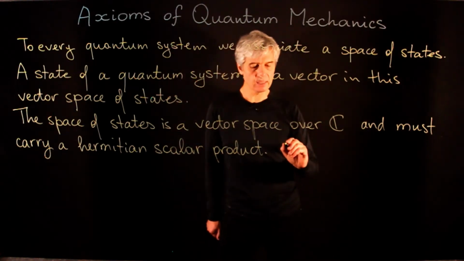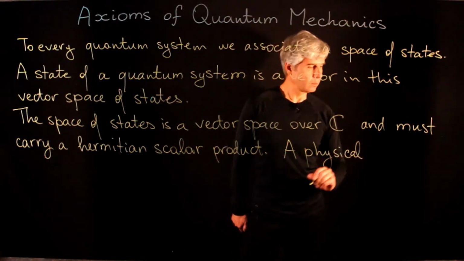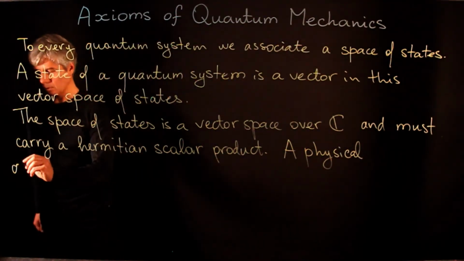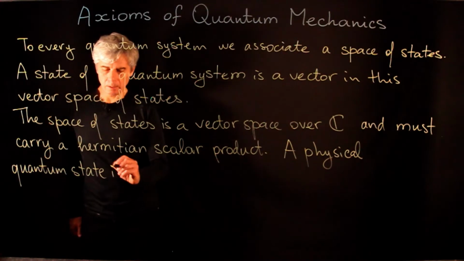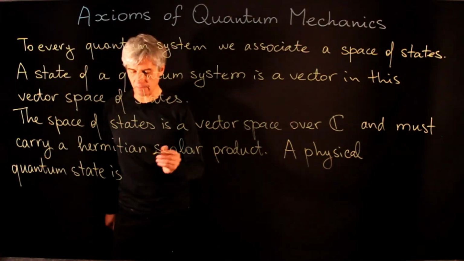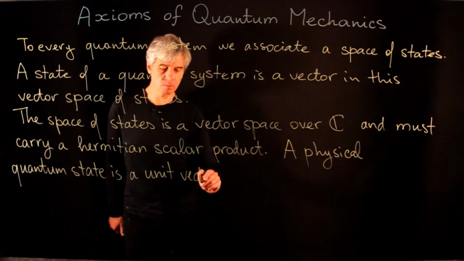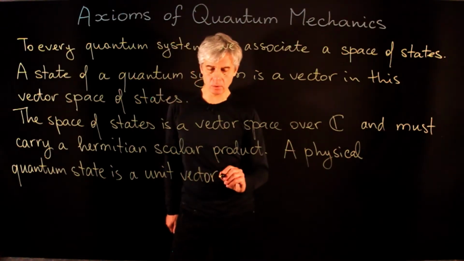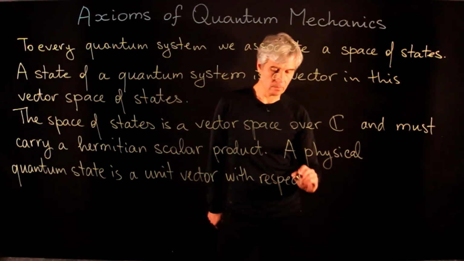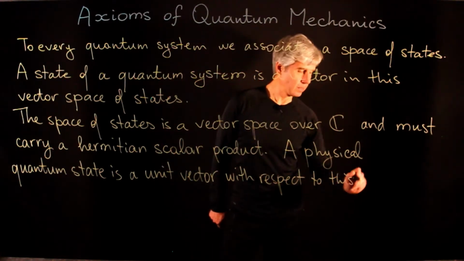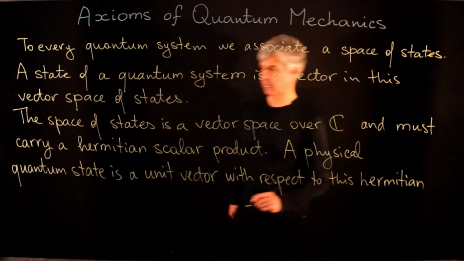And a state, or a physical state, so quantum state, is not just any vector in this space, but is a unit vector. So this means a vector of length 1 with respect to this Hermitian form, Hermitian scalar product.